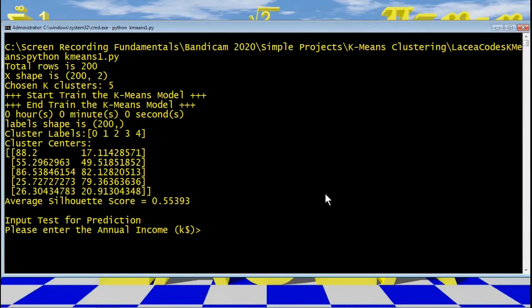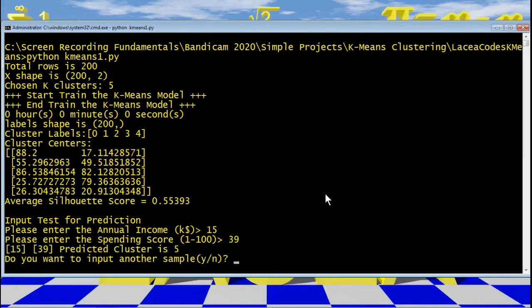Let us have an input test for prediction. Please enter the annual income in thousands of dollars. I input the value of 15K. Please enter the spending score. I input the value 39, and it predicts that the annual income of 15 and the spending score of 39 belongs to cluster number 5.